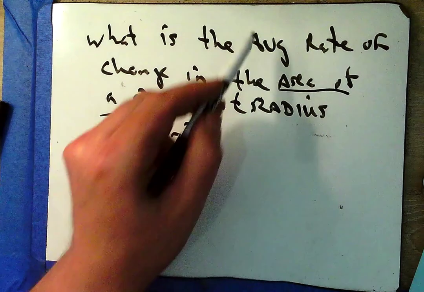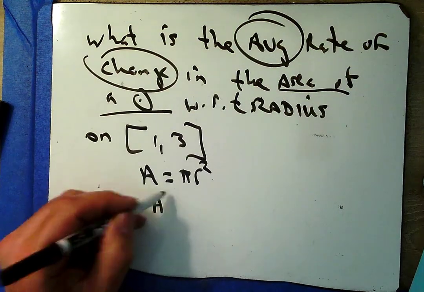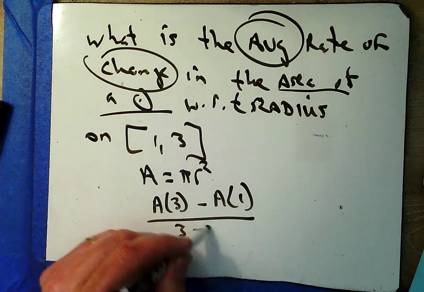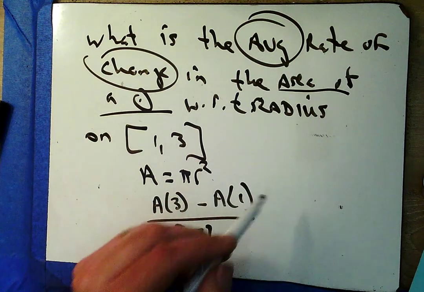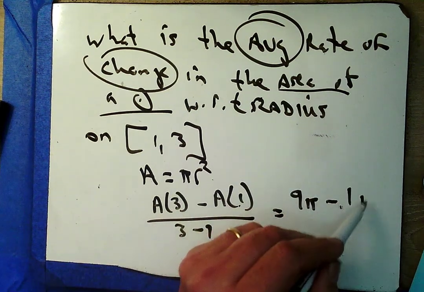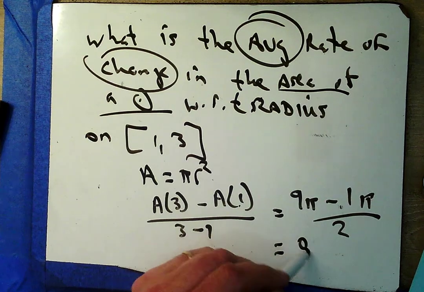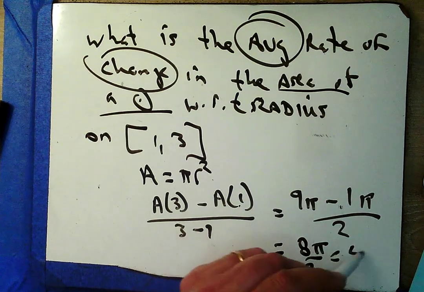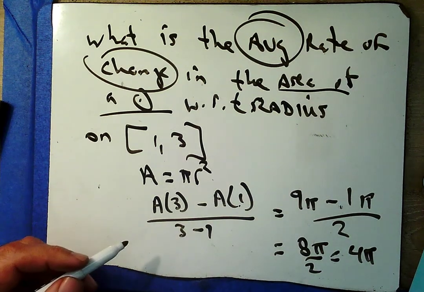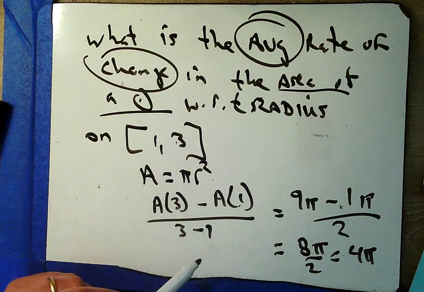Okay, that's my area formula. And what am I looking for? I'm looking for average rate of change. And so I know that's going to be A of 3 minus A of 1 over 3 minus 1. Well, A of 3 is 9 pi. A of 1 is 1 pi over 3 minus 1 is 2. So we get 8 pi over 2, or 4 pi. 4 pi is the average rate of change in area as radius goes from 1 to 3.